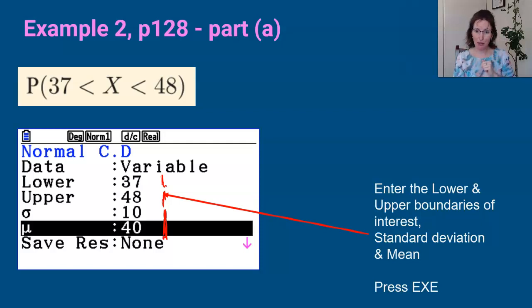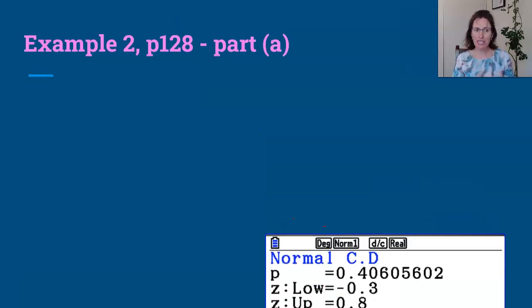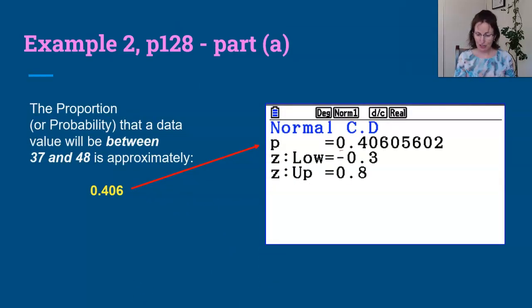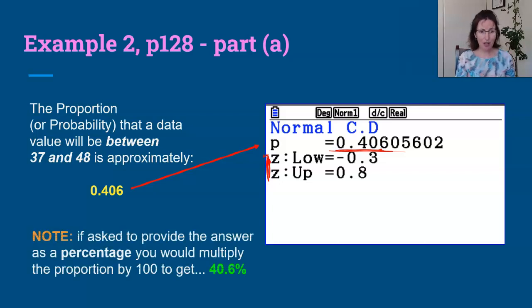So make sure you're getting them in the right order, and then you press EXE, execute, like your equals button, and what do we get? We get this number here. So you're interested in just the p-value. Don't worry so much about this z. Well, just in case you are interested, that's how many standard deviations away from the mean it is. But you don't need to worry about that. The number we're interested in is this P, the proportion number. So the answer to that question would be 0.406, or as a percentage, you could multiply that by 100 and get 40.6%. Make sure you read your question and see if it's asking you for the proportion or probability, or if it's asking for a percentage.